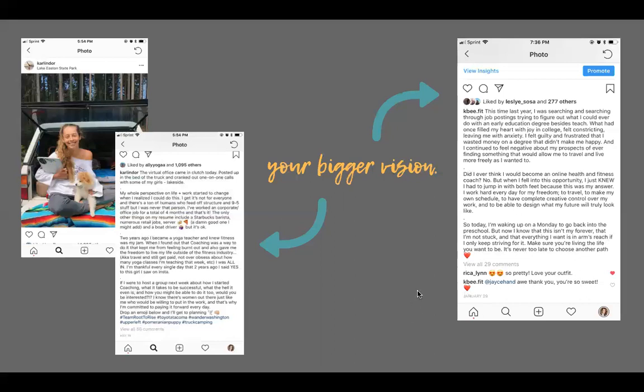And if you look at mine, it says, this time last year, I was searching and searching through job postings, trying to figure out what I could ever do with an early education degree besides teach. What had once filled my heart with joy in college felt constricting, leaving me with anxiety. I felt guilty and frustrated that I wasted money on a degree that didn't make me happy. And I continued to feel negative about my prospects of ever doing something that would allow me to travel and live more freely as I wanted to.